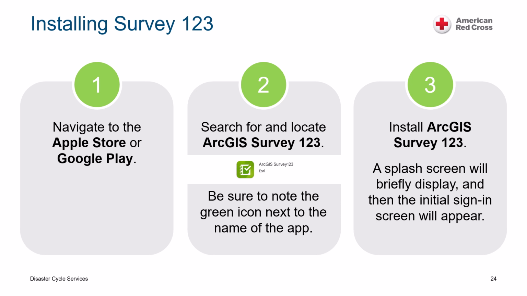Search for and locate ArcGIS Survey 123. Be sure to note the green icon next to the name of the app. Install ArcGIS Survey 123. A splash screen will briefly display, and then the initial sign-in screen will appear.